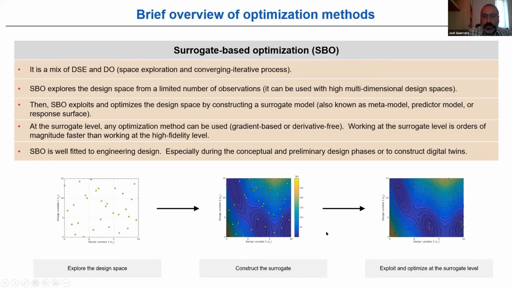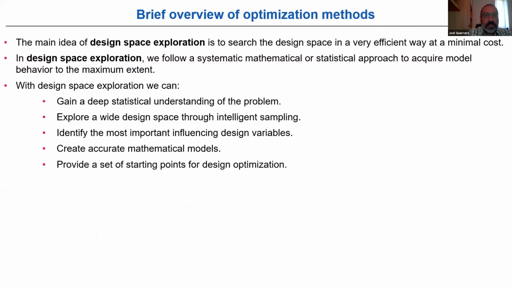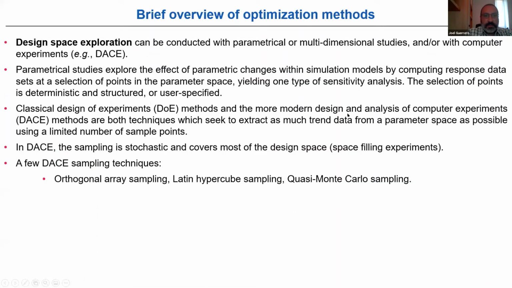Okay, so usually I proceed like this: design space exploration, surrogate, and then design optimization. Okay, but there are many ways, it's up to you, but these are the major groups that you are going to find in optimization. So here I will skip a little bit this slide. So this is general knowledge.